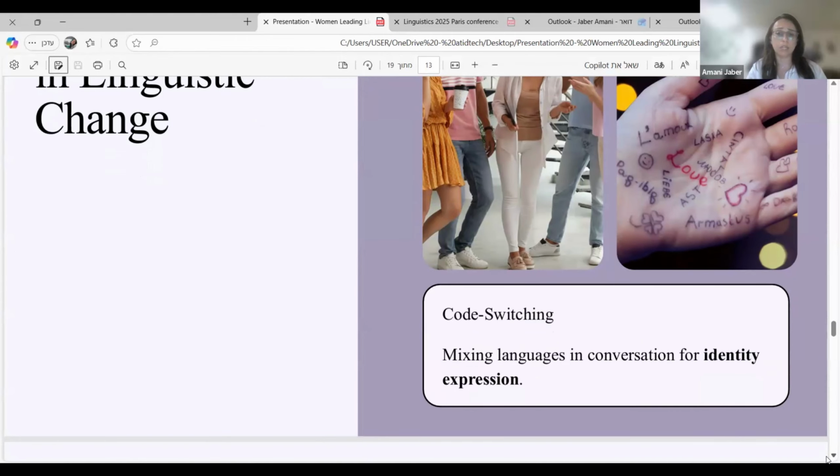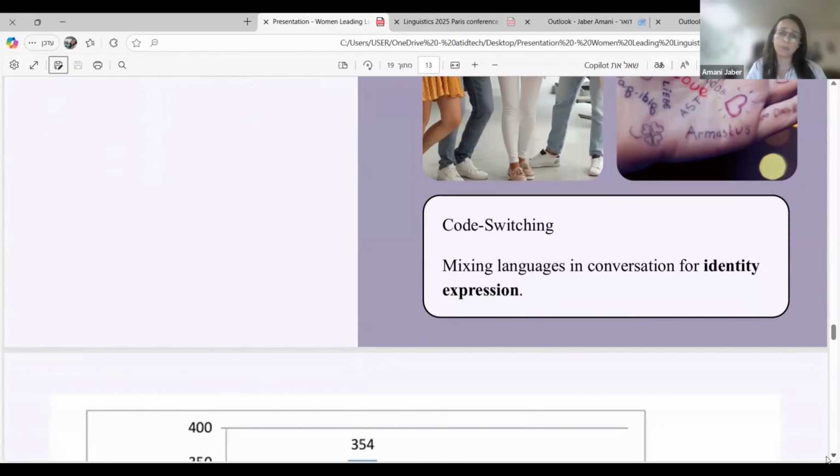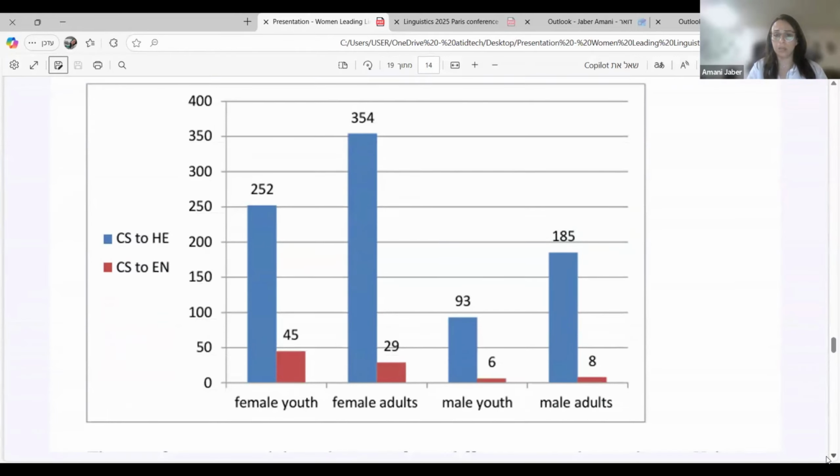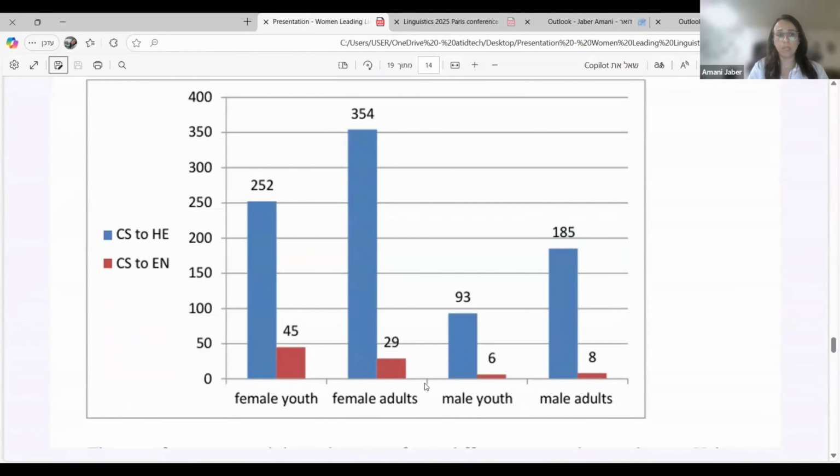And this was an expression or a performance made by males mainly. But if we look at what females were doing in this diagram, the code switching to Hebrew and the code switching to English from the native language, we can see in the blue indicator that females were code switching to a much higher extent than males.